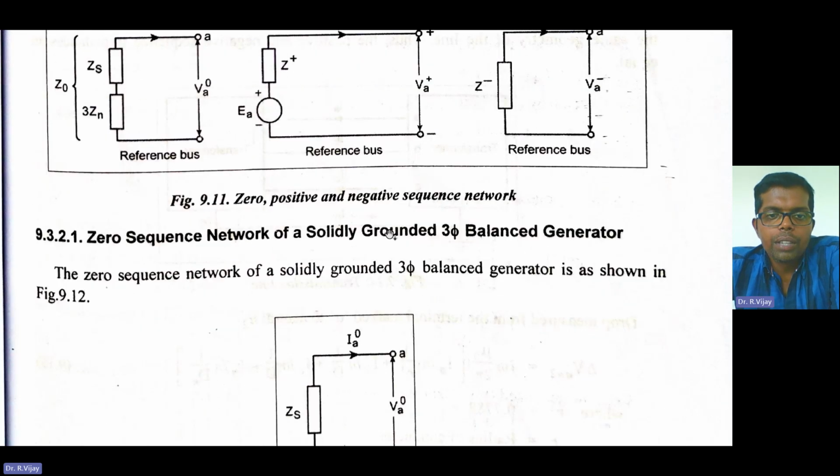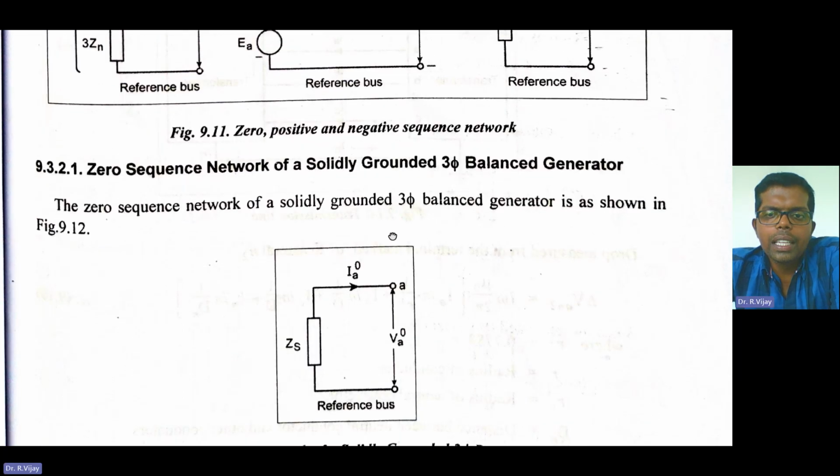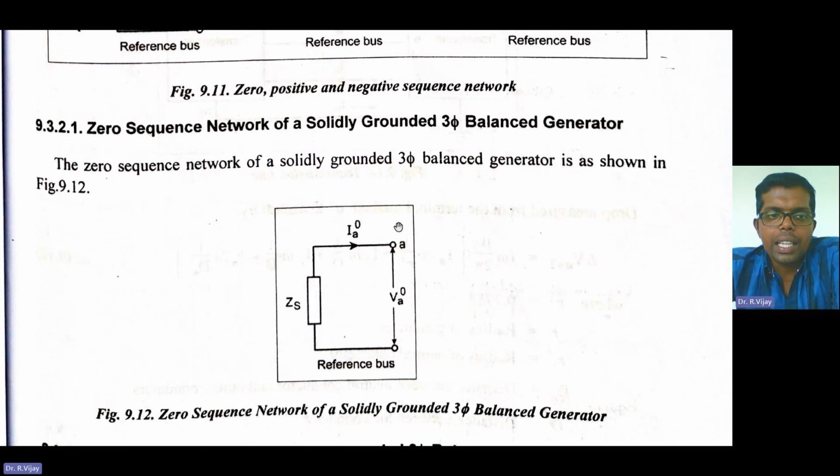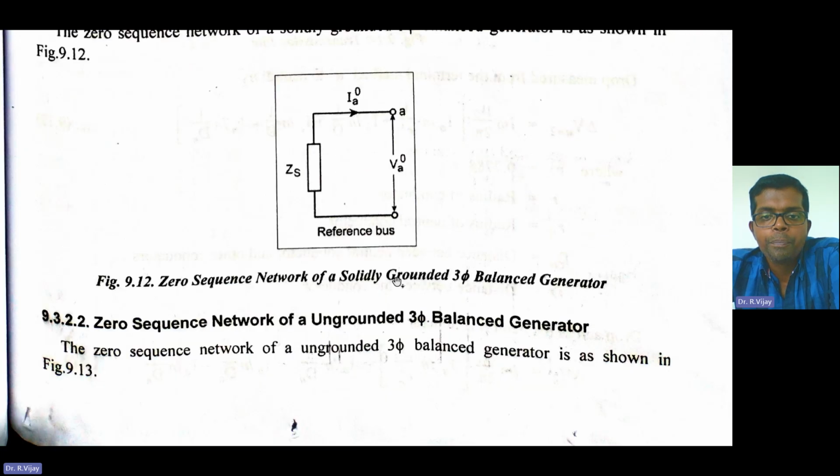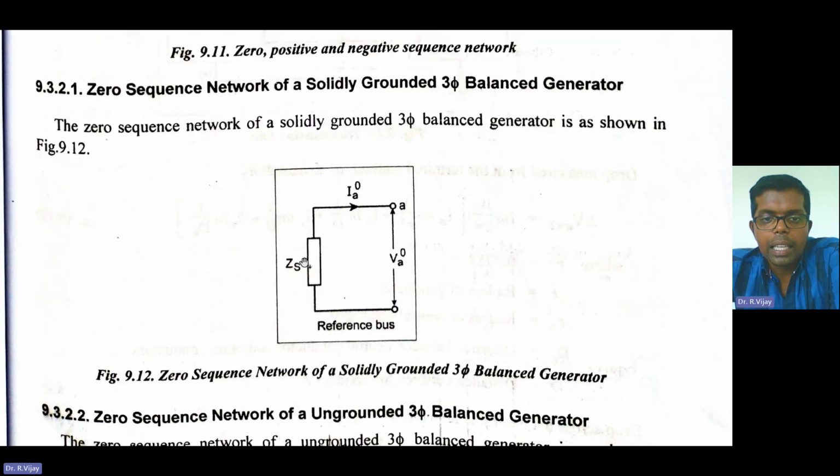Next, the zero sequence network of a solidly grounded three-phase balanced generator, shown in this figure. This is the zero sequence: the impedance is ZS, the current is IA naught and the voltage is VA naught. This is the reference bus. This we need to remember for a solidly grounded three-phase balanced generator.